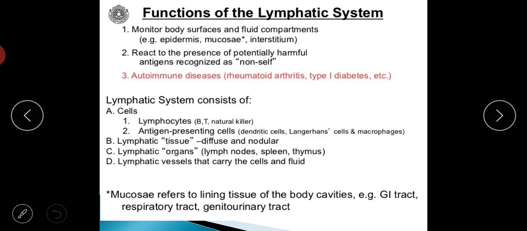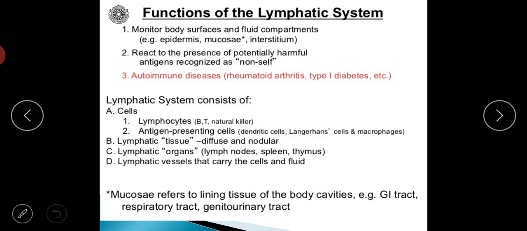Coming to the functions of our lymphatic system. The lymphatic system monitors the body surfaces and fluid compartments, for example epidermis, mucosae and interstitium. It reacts to the presence of potentially harmful antigens recognized as non-self, and it controls autoimmune diseases like rheumatoid arthritis and type 1 diabetes, etc.